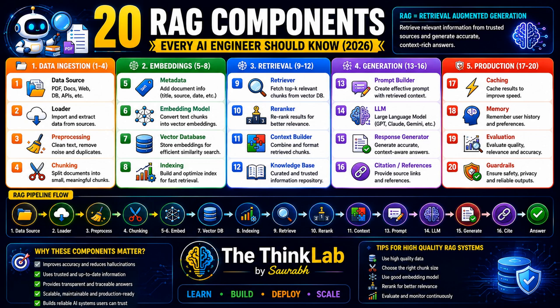So a well-defined, well-designed prompt produces a better answer, right? Now we are moving to point number 14, LLM. The large language model reads the prompt, understands the context, and generates the natural language response. For example, you can take GPT, Claude, Gemini, Llama. These are all LLMs, right?